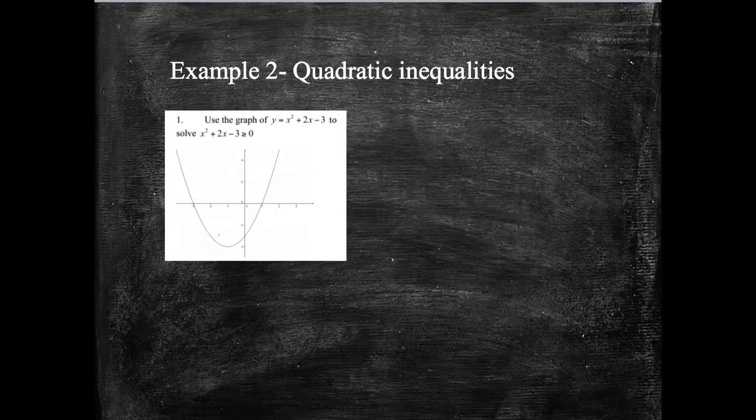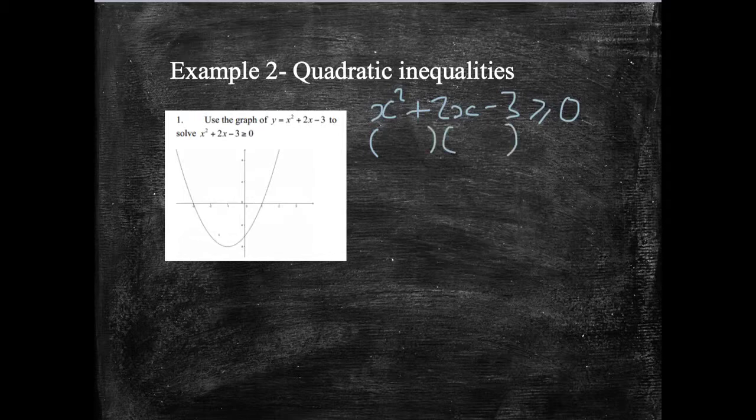In this second example we're going to look at a quadratic inequality, and it's very similar. This one says use the graph of y equals x squared plus 2x minus 3 to solve x squared plus 2x minus 3 is greater than or equal to 0. Now, it may not have given you a graph in the first place. It might have just said solve x squared plus 2x minus 3 is greater than or equal to 0. And actually, in terms of helping you in this video, I'm going to show you what to do for this. Whenever we're solving any kind of quadratic, we always need to factorise it. So that would be the first thing that I do.